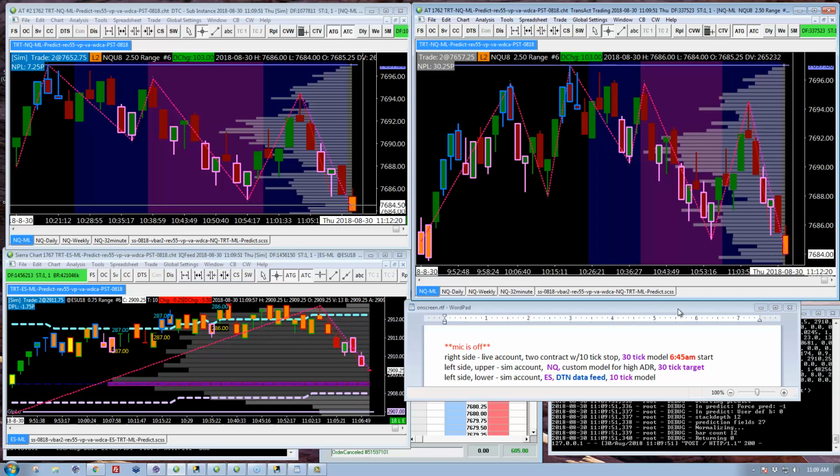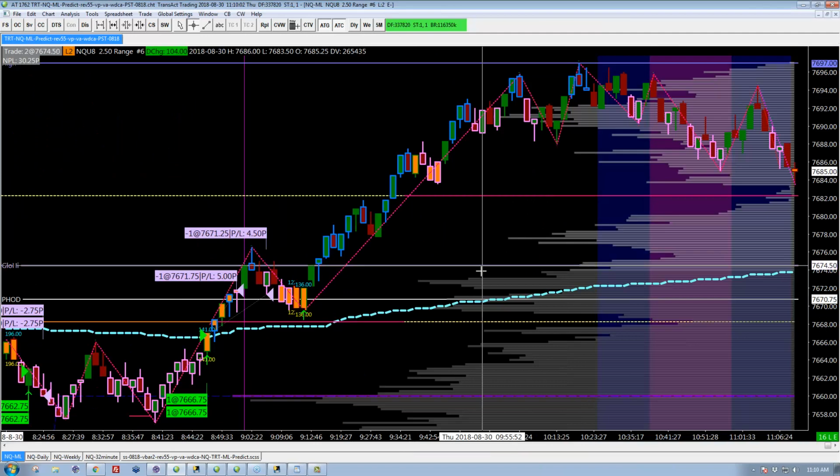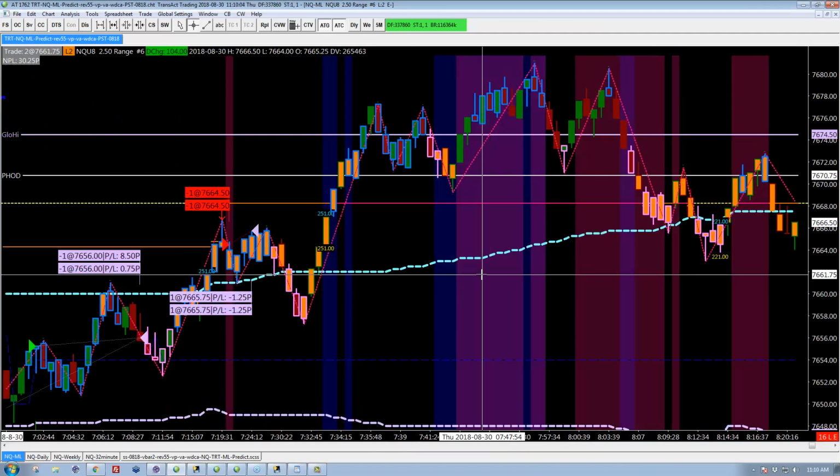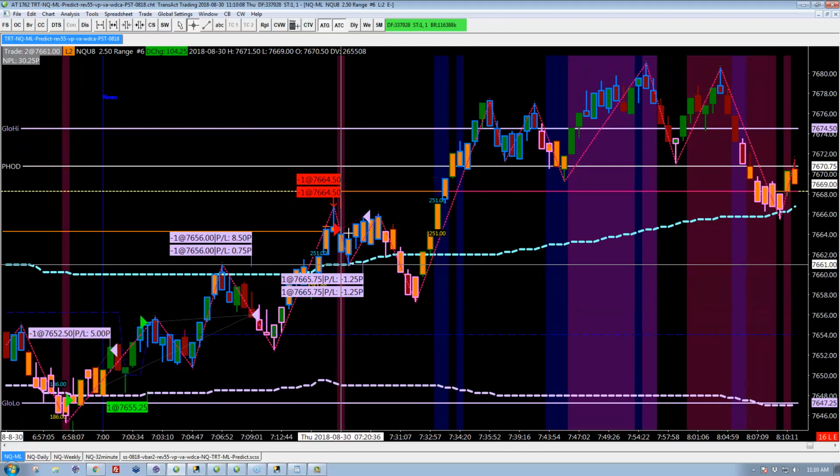So we're in the middle of the day here. It's 11 o'clock. There's about an hour and a half left in the session. I don't normally look at the system, but I glanced at it and saw some things that I thought would be useful to talk about. In the live trading, we saw this long here.